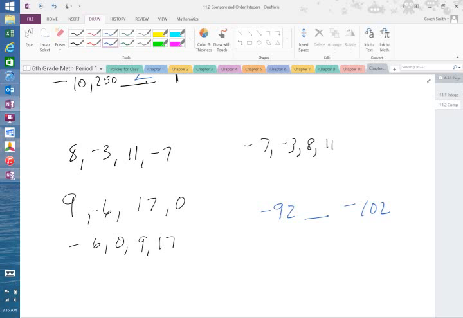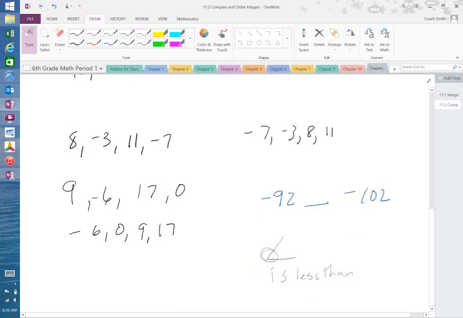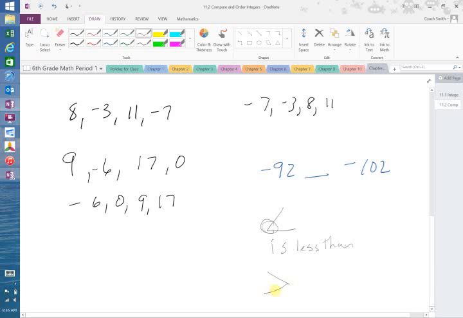So, let's remember our signs. This is less than. Remember, it points to the left. That's why it's is less than. And then we have is greater than.